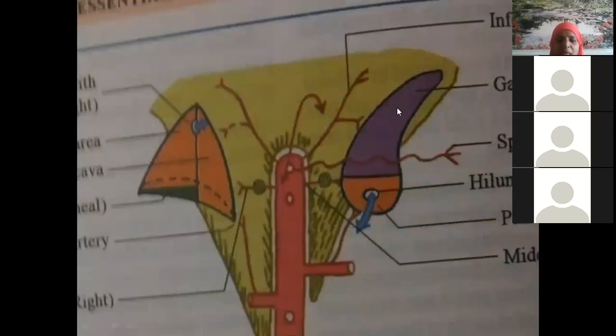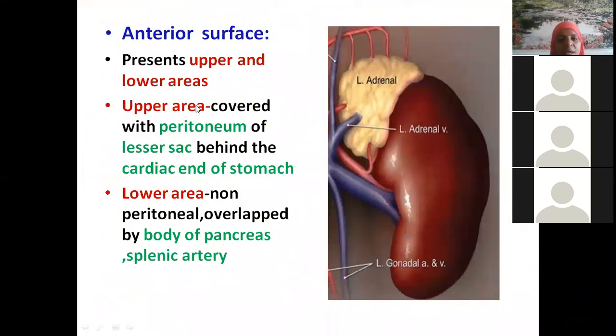Actually, this is Datta's diagram, which gives us relations very clearly. So this whole thing is anterior surface. You just draw one horizontal line. Then this becomes the upper surface, this becomes the lower surface of the left suprarenal gland. Upper surface is related to stomach gastric area, and lower surface is related to pancreas. And we know at the upper border of pancreas we have the splenic artery. Like that you try to remember the relations of the anterior surface. Upper area, because it is related to the stomach, is covered with peritoneum, that is the lesser sac. Lower area is not covered with peritoneum.